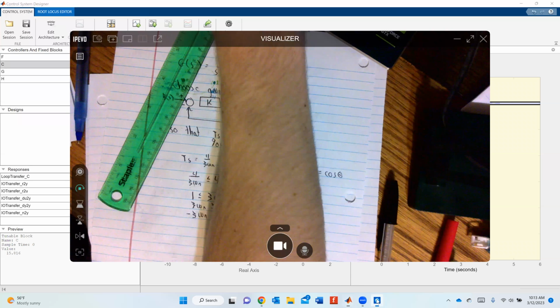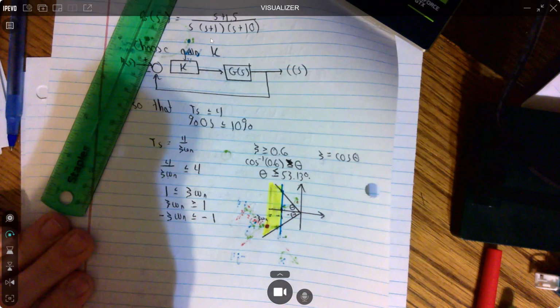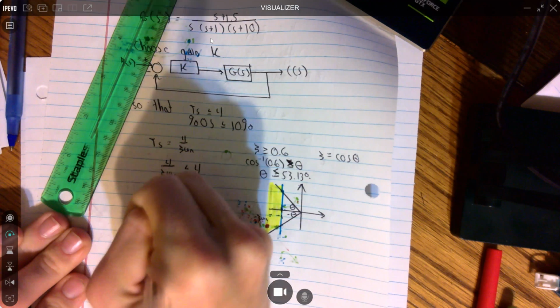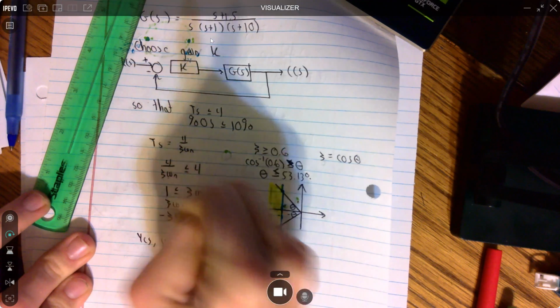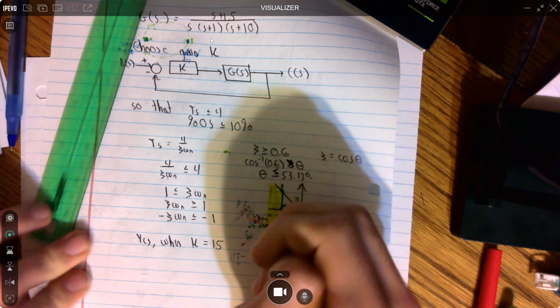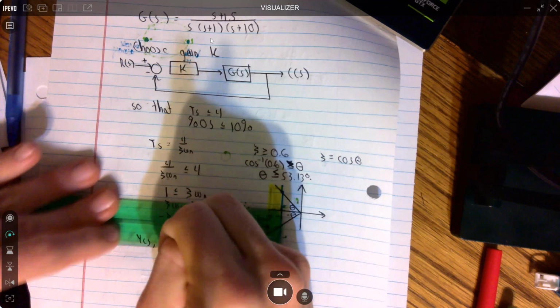And so that's using the control system designer. You have to make sure it's satisfied in the time domain. And so we saw, yes, these can be satisfied. Yes, when K equals about 15, it is satisfied. So that's what we noticed here.